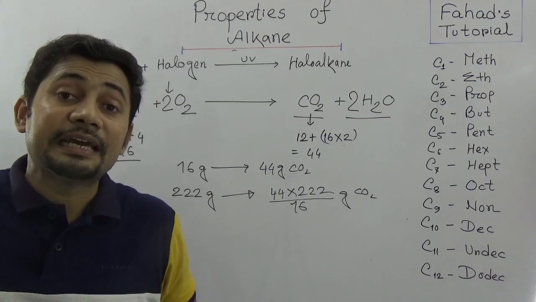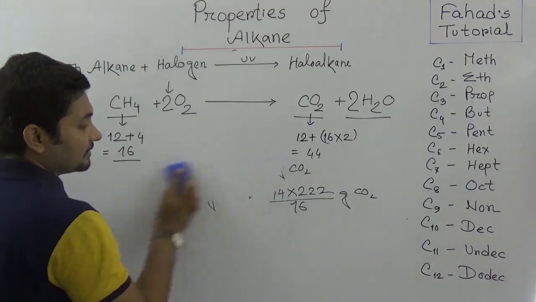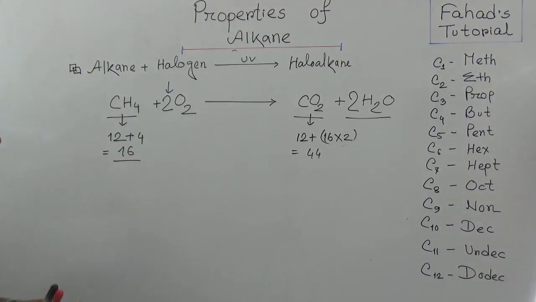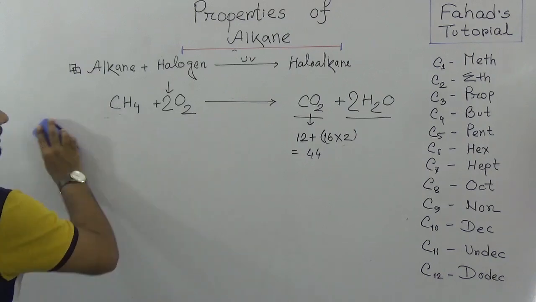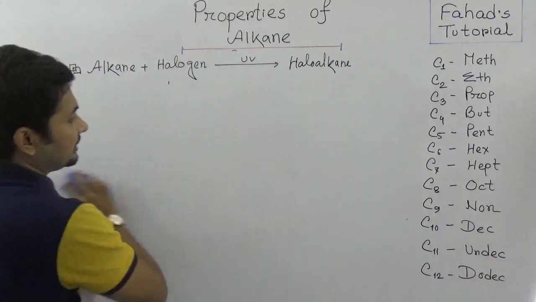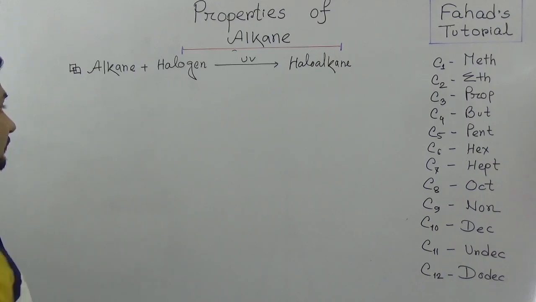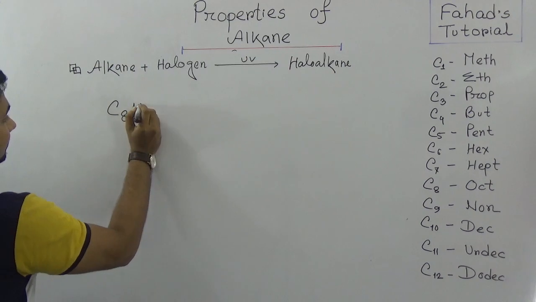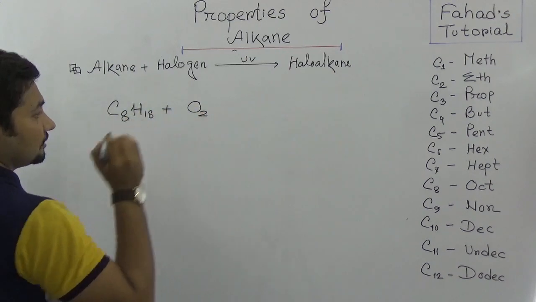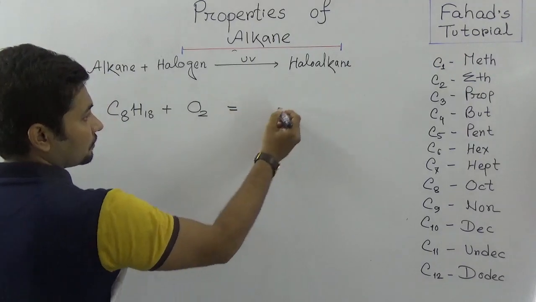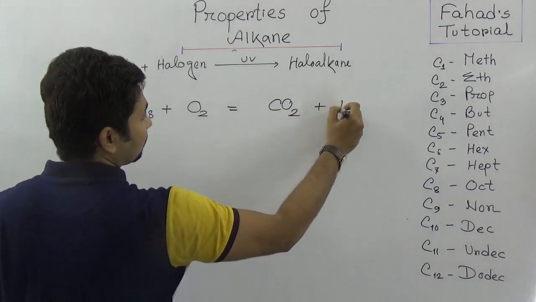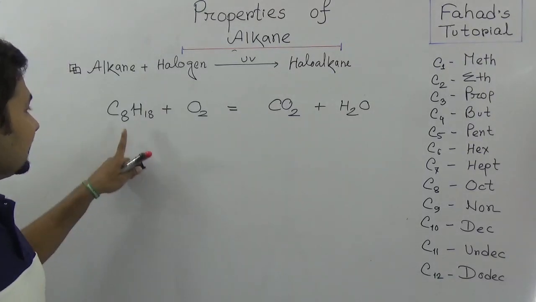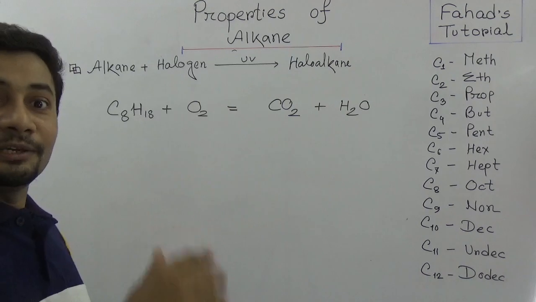Now let's think about octane. Here you know that octane is C8H18. Think about it. C8H18 is the formula of octane. If you take considerations of octane, in case of oxidation, then it should be C8H18. And now you see this is oxygen. So you know that carbon dioxide and water will be produced. Okay, very good. Now you just think about the process of equalization.